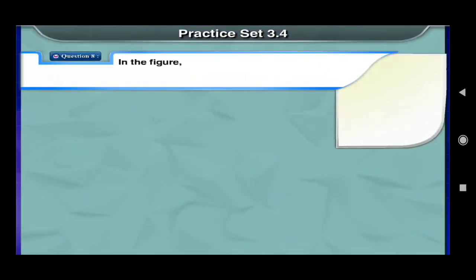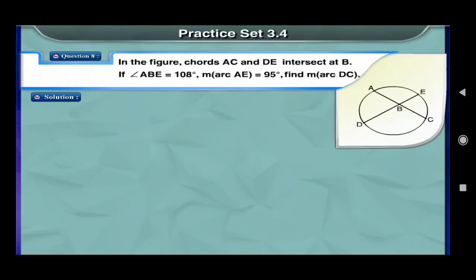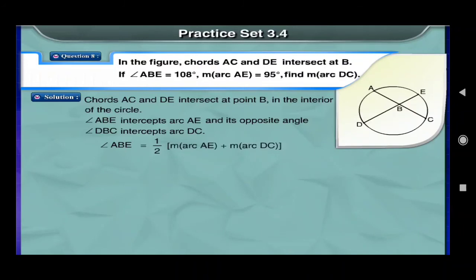8. In the figure, chords AC and DE intersect at B. If angle ABE is equal to 108 degrees, and the measure of arc AE is equal to 95 degrees, then find the measure of arc DC. Here's the solution. Chords AC and DE intersect at point B in the interior of the circle. Angle ABE intercepts arc AE and its opposite angle, that is angle DBC, intercepts arc DC. Angle ABE is equal to half of the measure of arc AE plus the measure of arc DC.